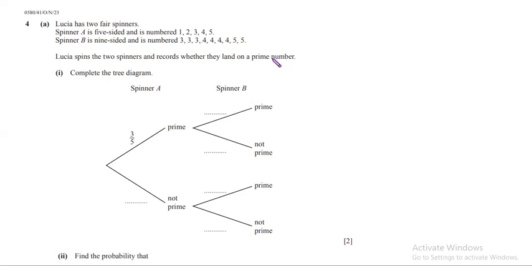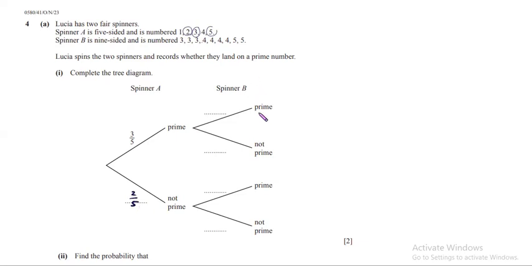Now, in spinner A, the prime numbers that we have are 2, 3, and 5. So the probability of getting a prime number is 3 out of 5. That means not a prime number means there are 2 numbers out of those 5. So we would write it as 2 out of 5.